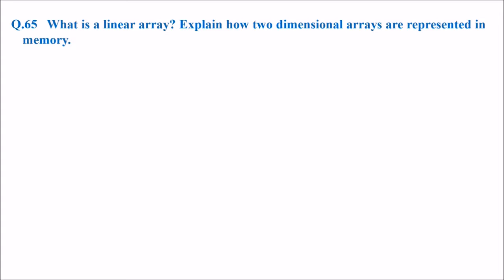What is a linear array? Explain how two dimensional arrays are represented in memory. Linear array. What is a linear array? What is an array first? We have seen arrays also. So an array is a name. If you want to make a variable, what do you do? int a, this variable you make.